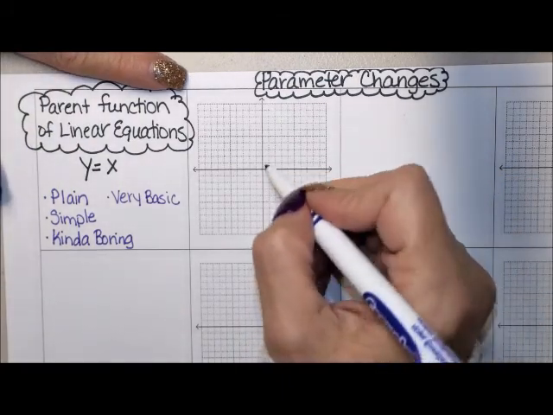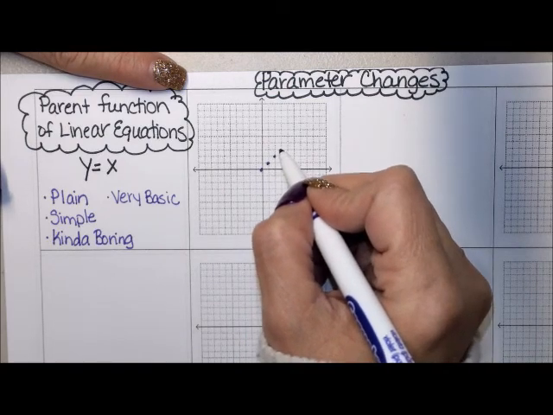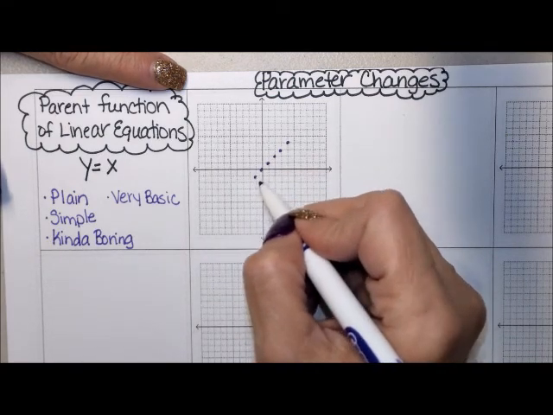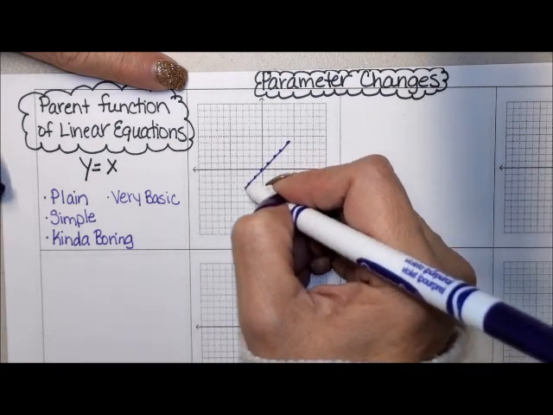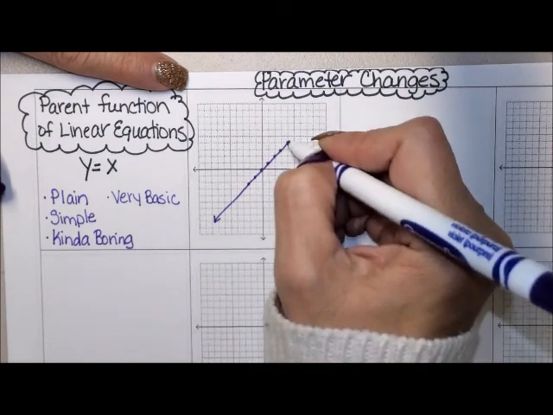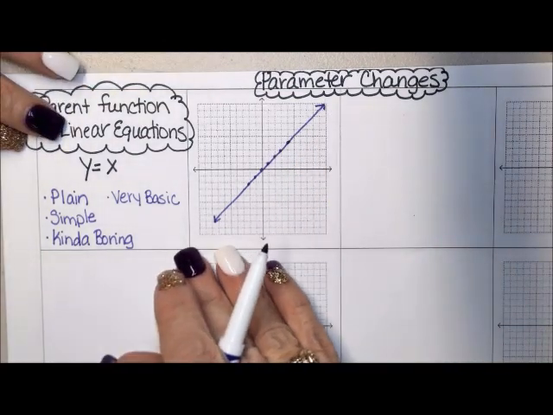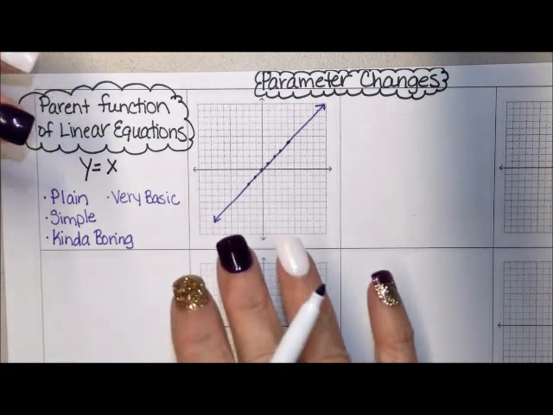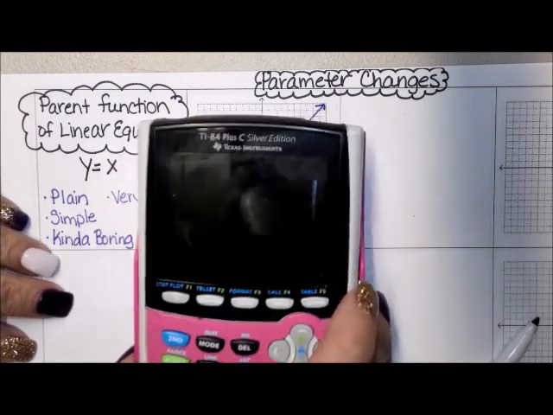If I were to graph that, it would look like this. It would go through 0, 0, 1, 1, 2, 2, 3, 3, 4, 4, negative 1, negative 1. It would go right like that. I'm going to connect it and make a line. This is the parent function. Now, what does that mean? Parent functions are where everything starts. I start with this, and then I can add things to it.